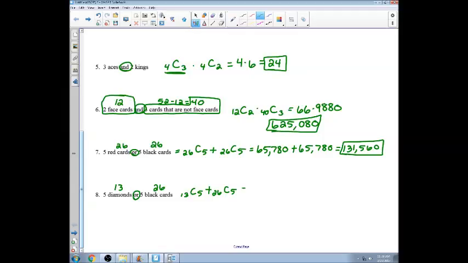Here again, what I'm going to do is use my calculator. I find out that 13 combination 5 gets me 1,287 plus I need 5 cards that are black, so on my second combination I end up with 65,780 possible combinations. If I add that up, I end up with 67,067 possible 5-card hands that I could have.